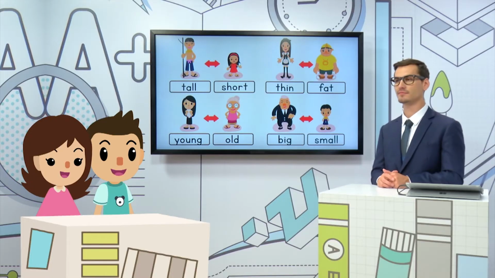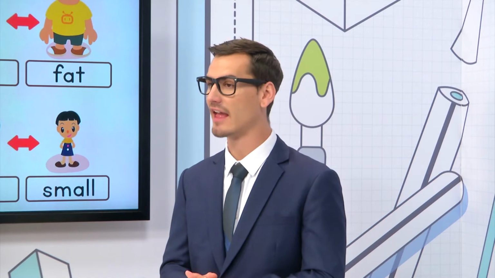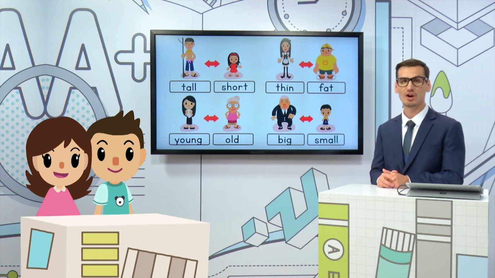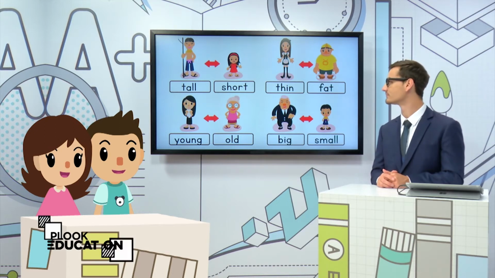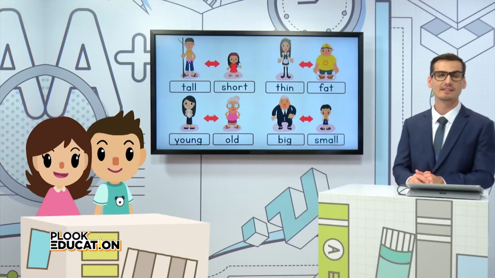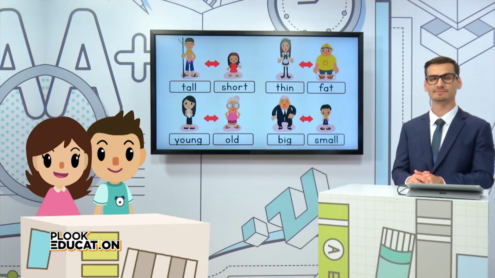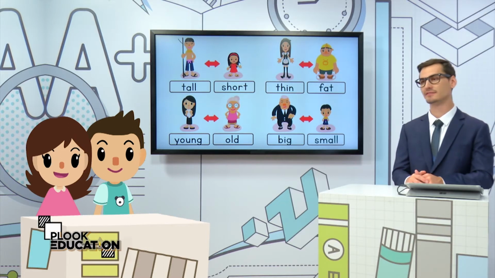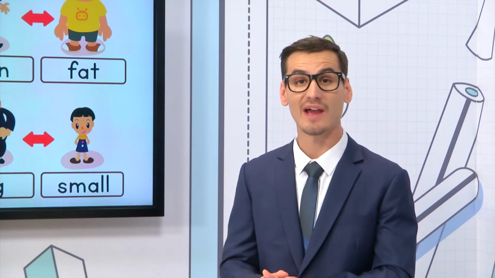Tall. T-A-L-L. Short. S-H-O-R-T. Perfect. Thin. T-H-I-N. Fat. F-A-T. Young. Y-O-U-N-G.